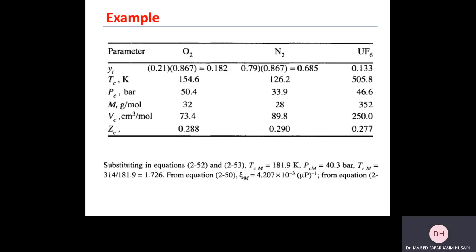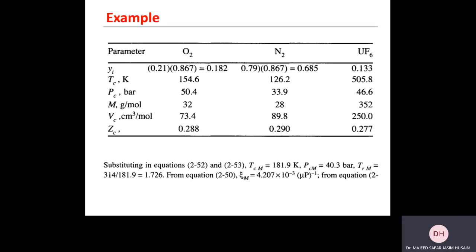It will be around 229 micropoise, or 2.29 times 10 to the power minus 5 kilogram per meter per second, and this is the SI unit. This is what you want.